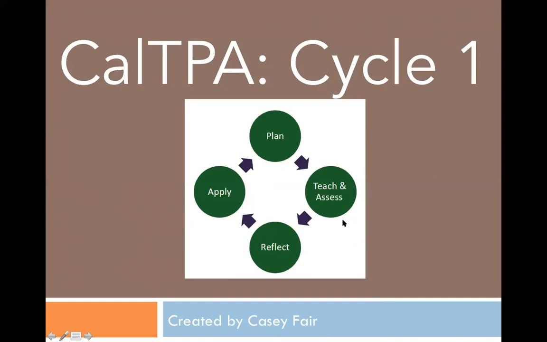So cycle 1, it's all about planning, teaching and assessing the lesson that you plan, reflecting on what you taught, and then based on how it went, applying it.